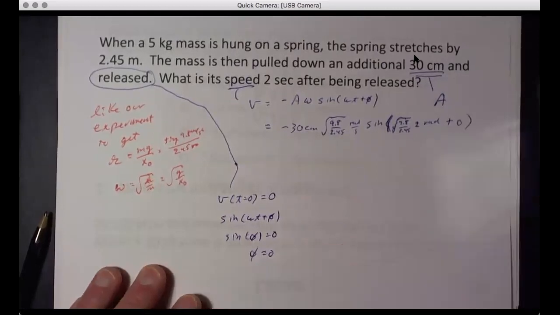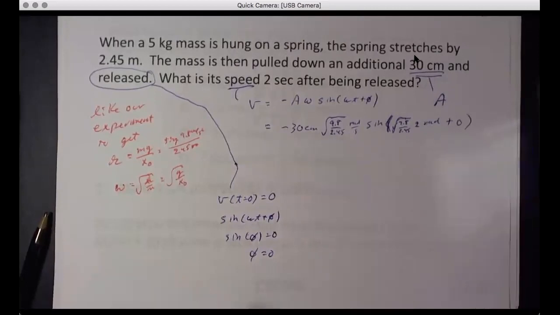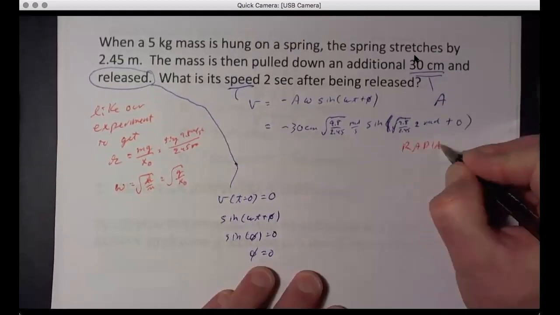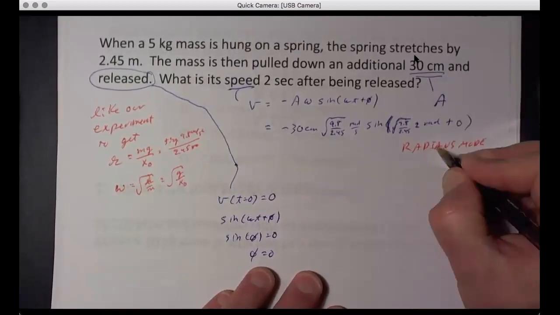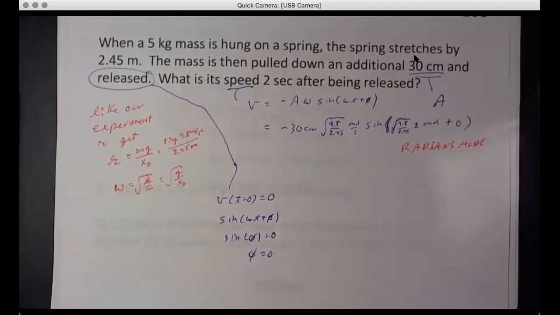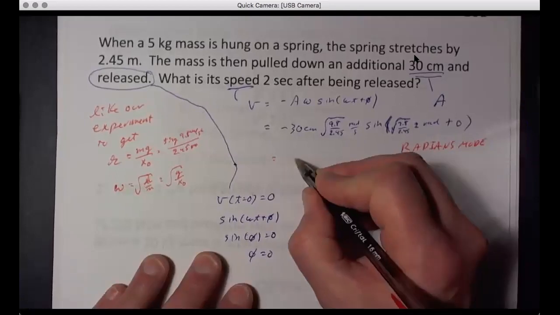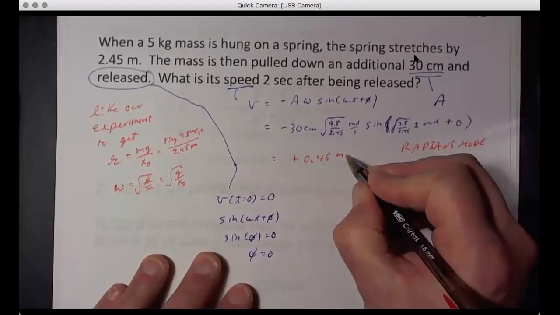So now these are all numbers, right? Plug it in using radians mode. You'll get sick of me saying that. I hope that means that you won't mess it up. And you get plus 0.45 meters per second.